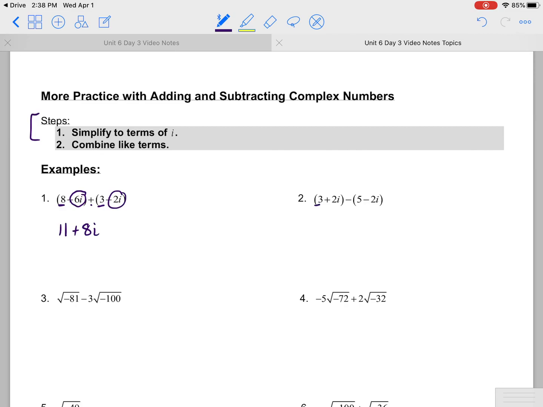Same thing with this one. You just got to be careful with the subtracting. 3 minus 5 gets me a negative 2. And then if I take a positive 2i and I'm subtracting a negative 2i, so I'm really adding, so 2 plus 2 gets me a positive 4i. Okay? Other times you can think of it as distributing a negative 1 in the front, so that's what's going to change this to a positive 2, and that's where you get the positive 4i from.